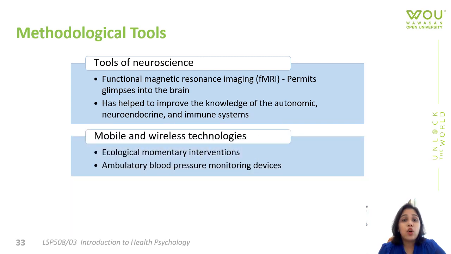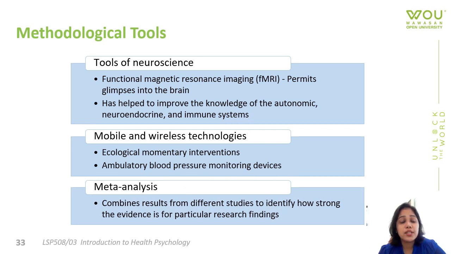Mobile and wireless technologies are also currently used, such as psychological momentary interventions. For example, mobile devices, applications or wireless technologies are used to remind patients to take their medication, or another example is the ambulatory blood pressure monitoring device, where patients can monitor their own blood pressure levels. So these are some of the mobile and wireless technologies that are used.